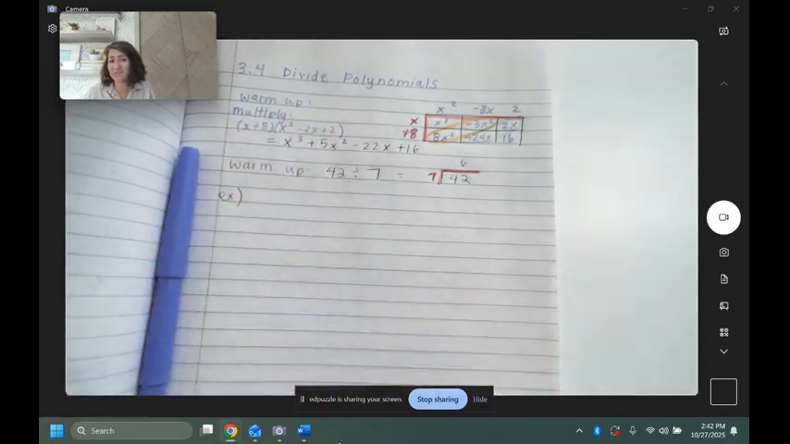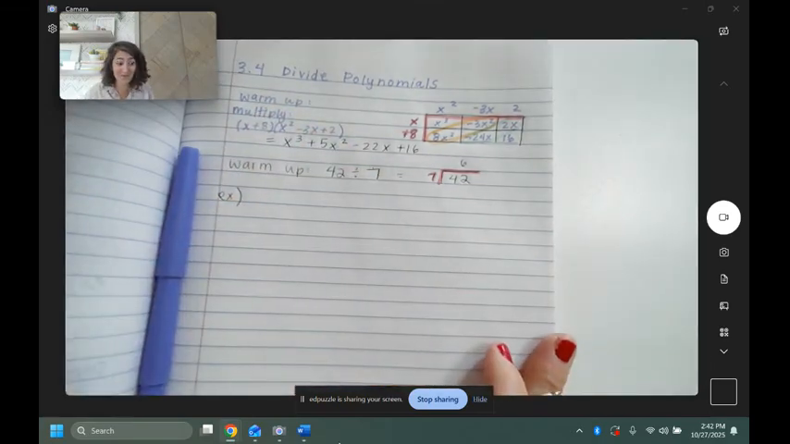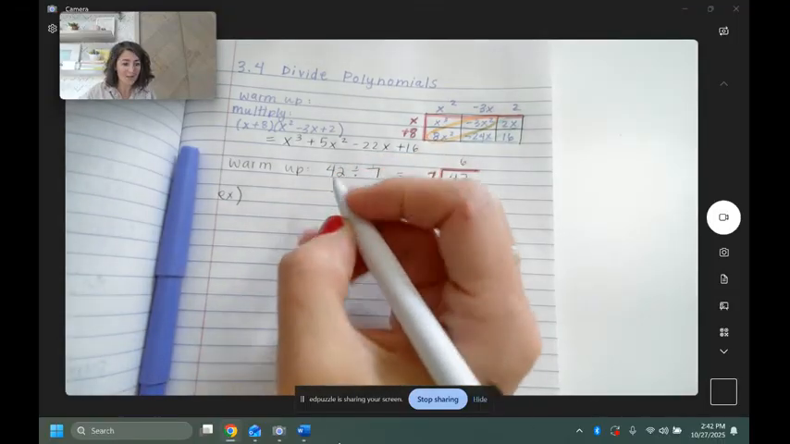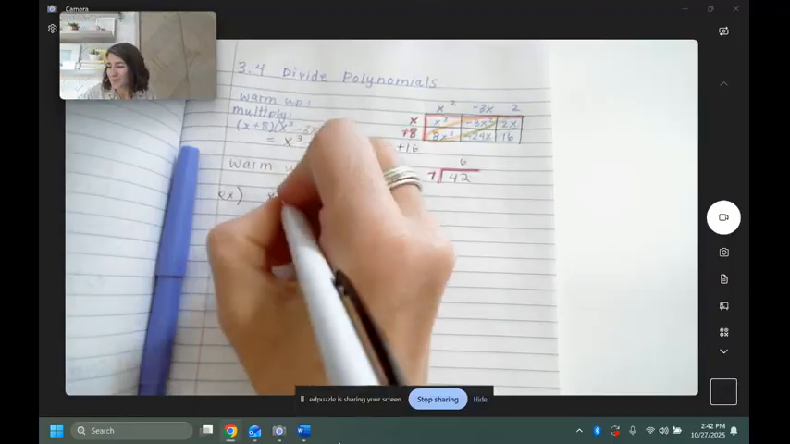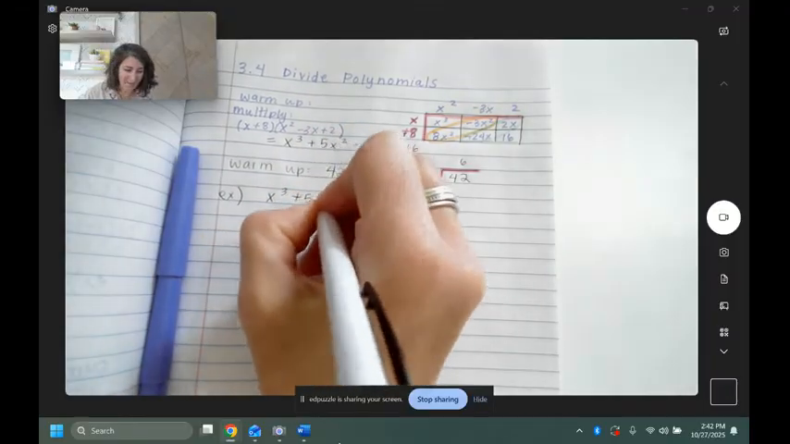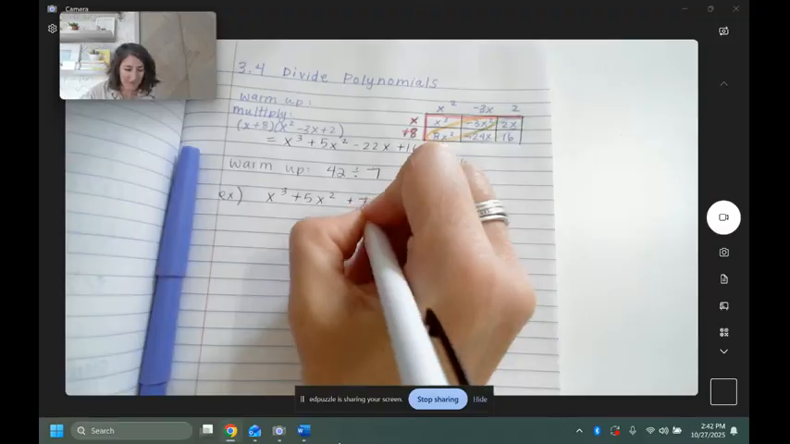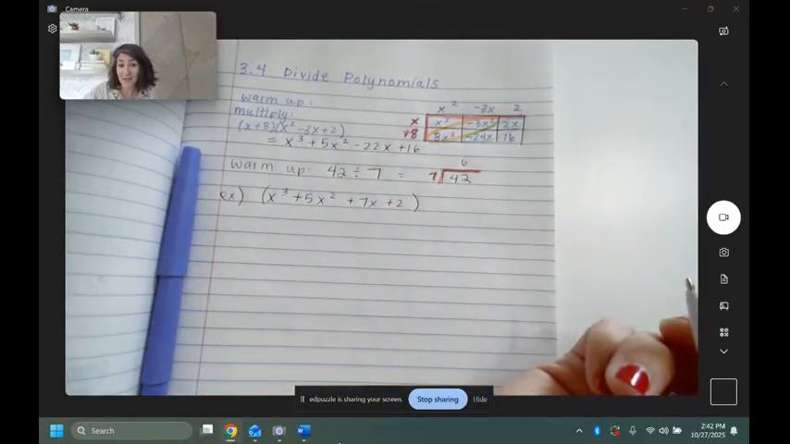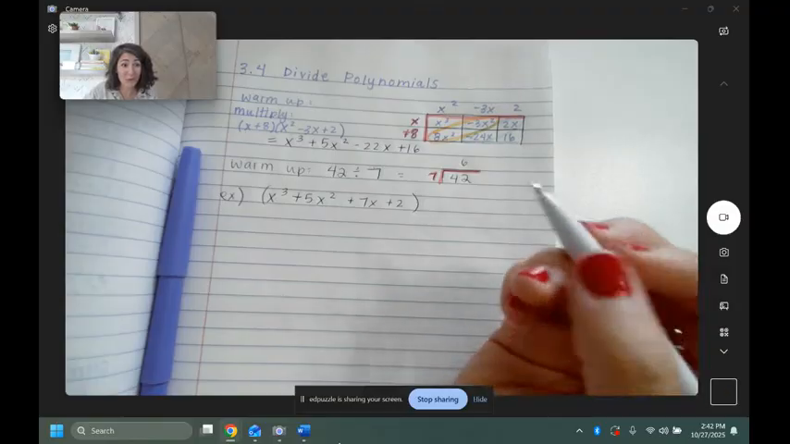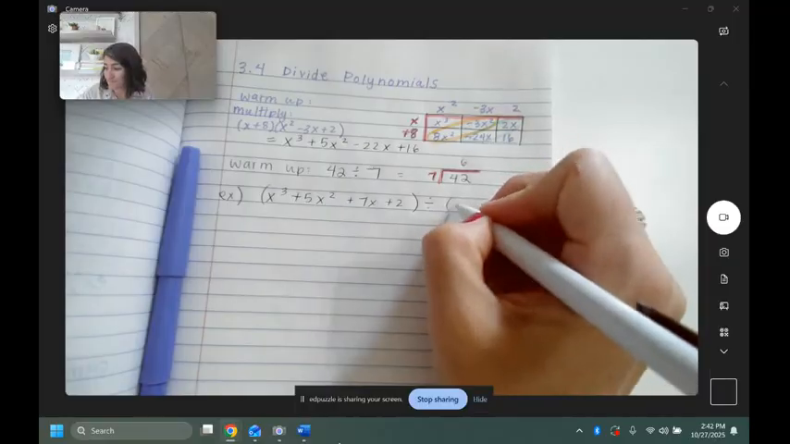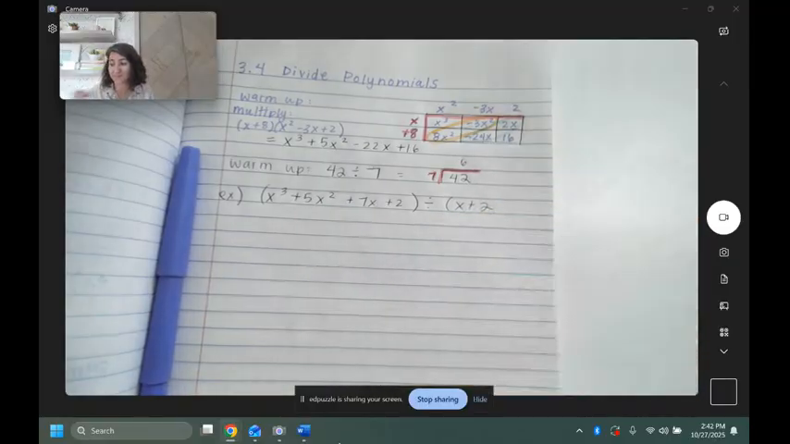Okay, here we go. And give yourself some grace here. Go nice and slow. There's going to be a lot of numbers flying in many directions. So we'll start with this one. x to the third plus 5x squared plus 7x plus 2. This polynomial with 4 terms divided by x plus 2.